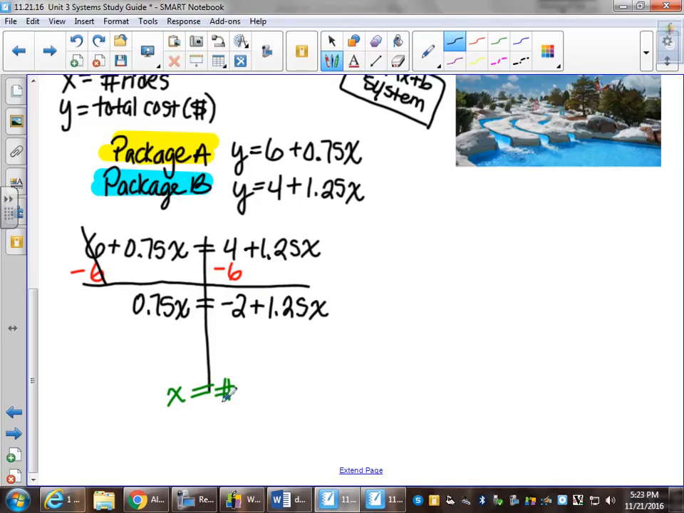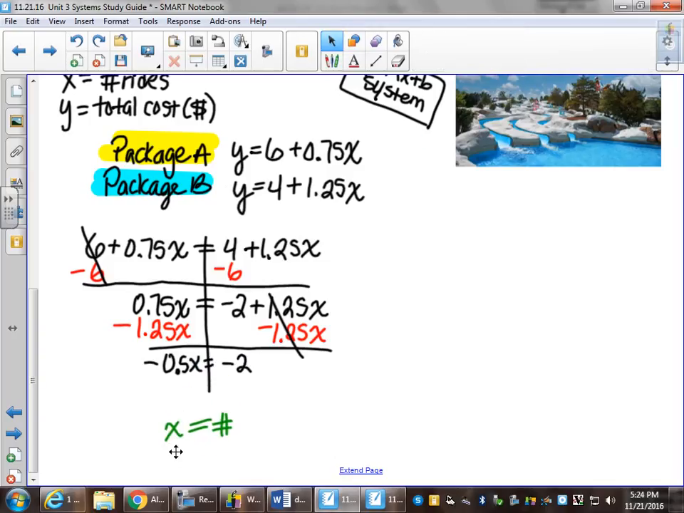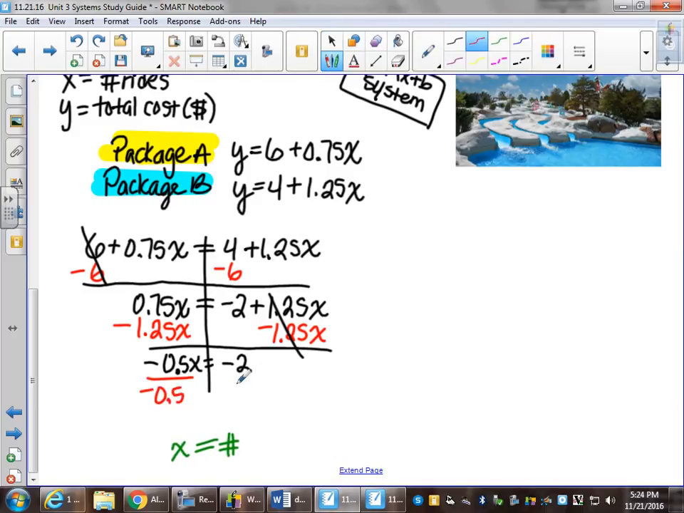On this side, I just want numbers. So negative 2 is fine. This term with the x is not. So I got to subtract 1.25x from both sides. That's gone. 0.75x minus 1.25x, we get 0.5x, but it's negative, equals negative 2. Move the goal out of the way. Last but not least, divide by negative 0.5. I know that negative divided by negative is positive, so I get x equals 4.